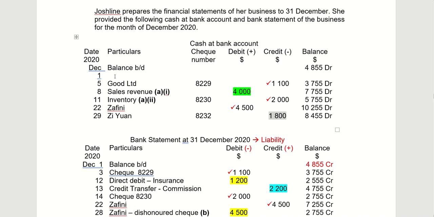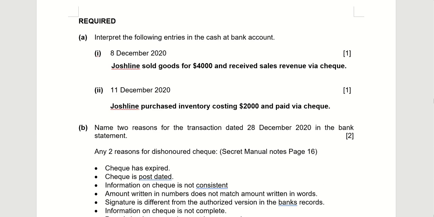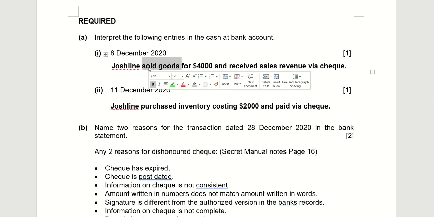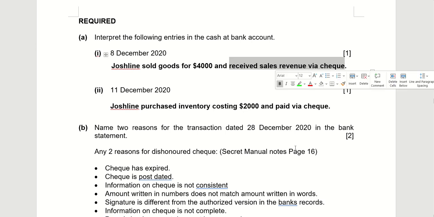And what is happening on the 8th of May in green? You can see that your cash at bank account has increased by $4,000. What is the other account affected? The other account affected is sales revenue. So what is really happening? Jocelyn sold goods for $4,000, and then she received sales revenue via a check. Because it's the cash at bank account, you have put the check into the cash at bank account.